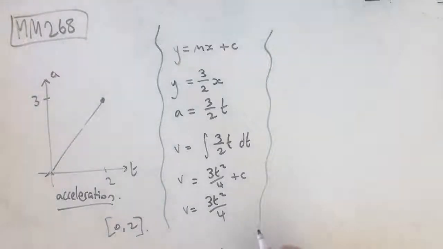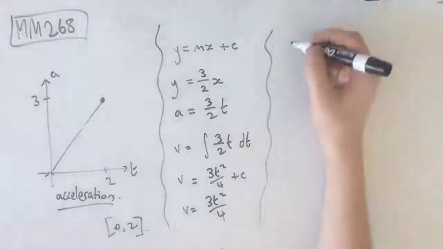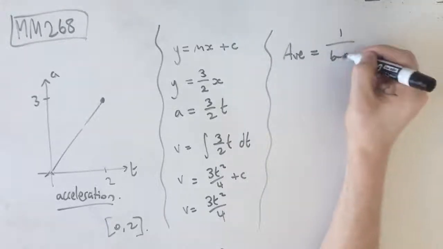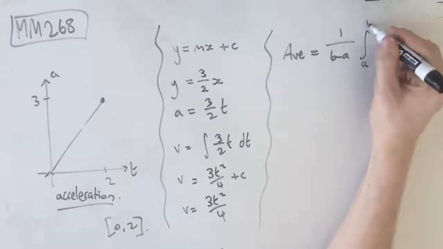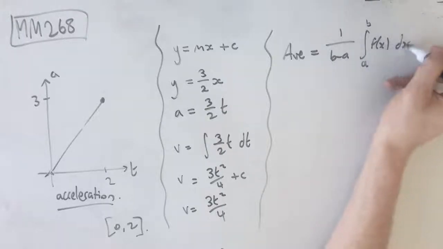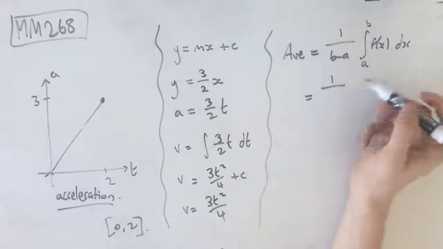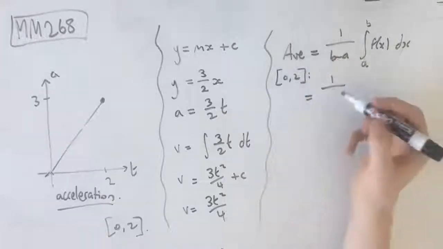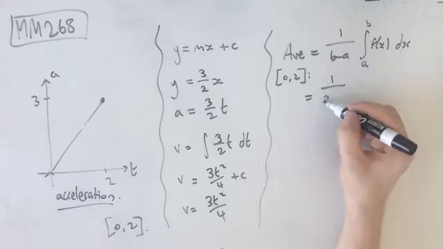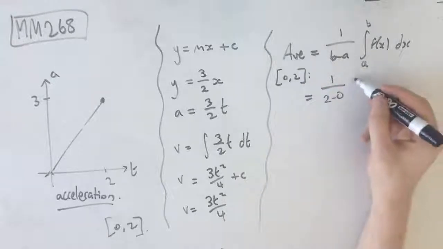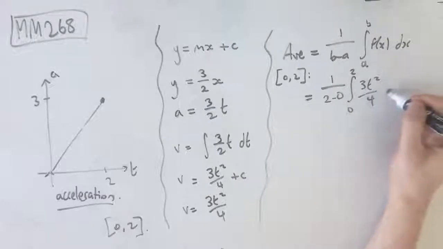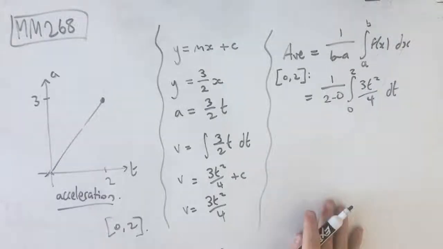And we want to find the average velocity over the interval 0 to 2. Now, how do we figure out average value? 1 over b minus a, integral from a to b of f of x dx, right? Which means that our average velocity over 0 to 2 is going to be 1 over 2 minus 0, so b minus a, times the integral from 0 to 2 of 3t squared over 4 dt. Awesome.